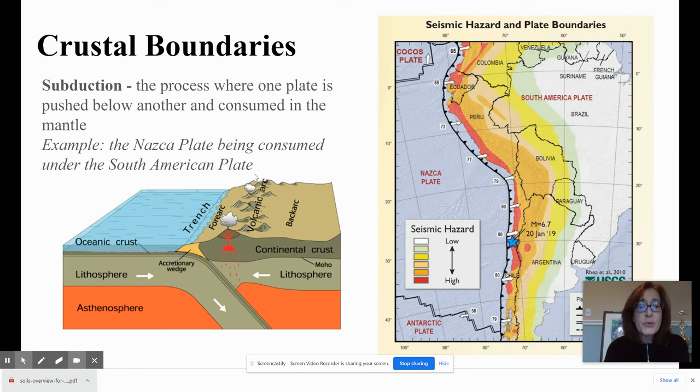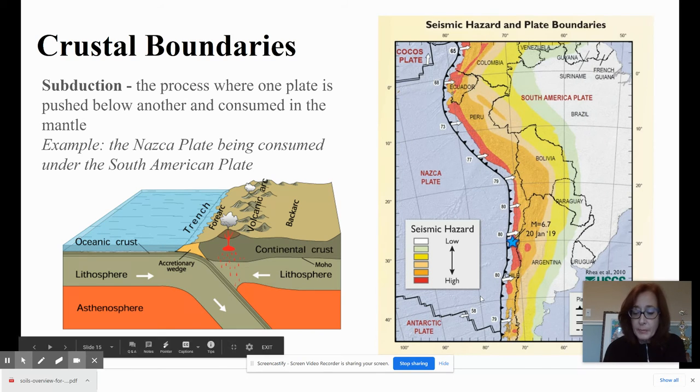Subduction is a process where one plate will be pushed under another. The continental plates and the oceanic plates have different densities, and this causes subduction of the oceanic crust underneath the continental crust, because the oceanic crust is much more dense. So they collide and one goes under, and that's what subduction is. This is an example of it: the Nazca plate being consumed under the South American plate, which is right here. On the map, this symbol means subduction. So that's what that is.